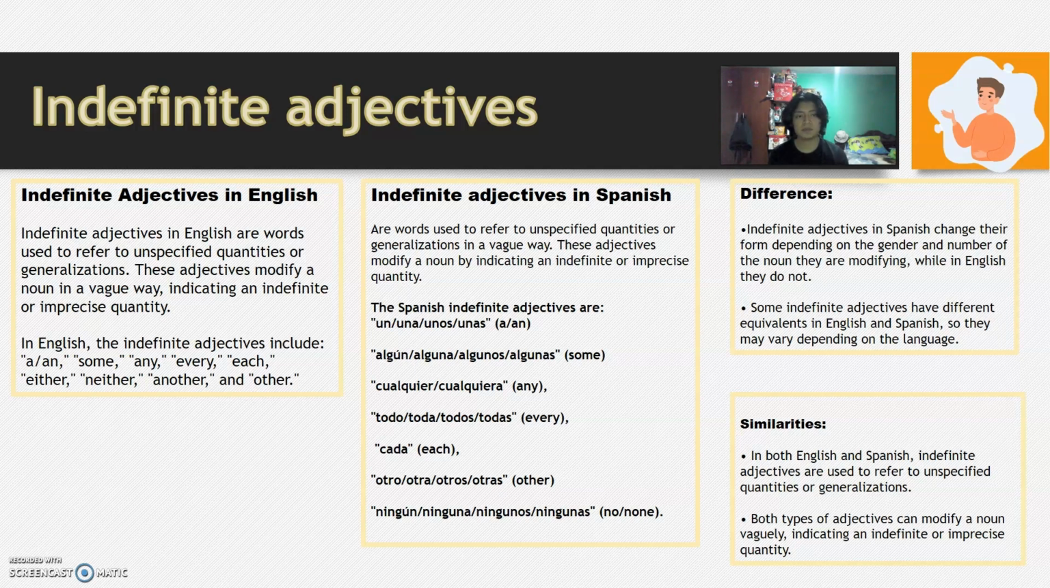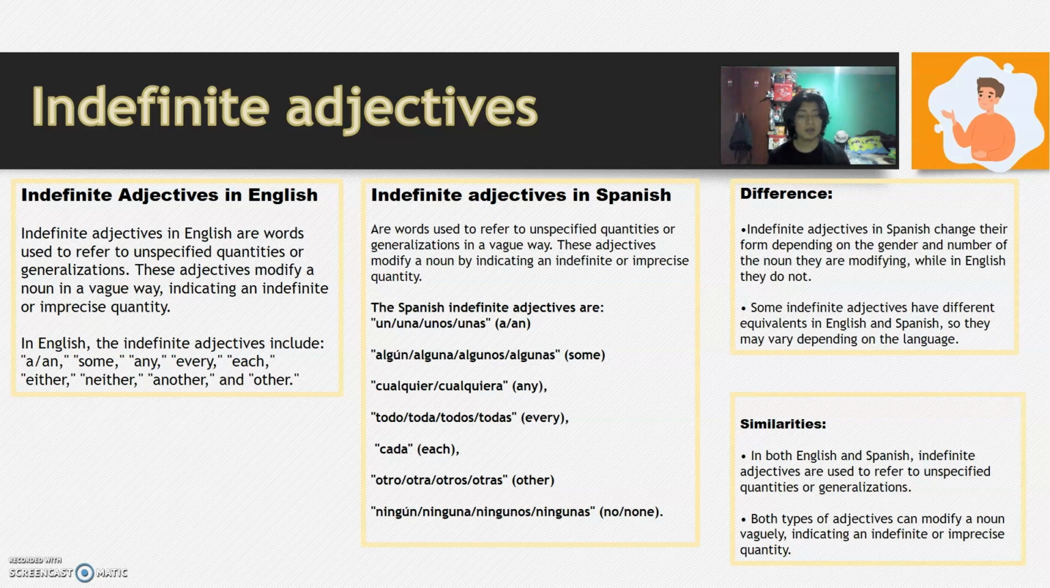Cualquier, cualquiera is to say any. Todo, toda, todos, todas is to say every. Cada is how to say each. Otro, otra, otros, otras is how to say other. And the last is ninguno, ninguna, ningunos, ningunas, which is how to say no one.